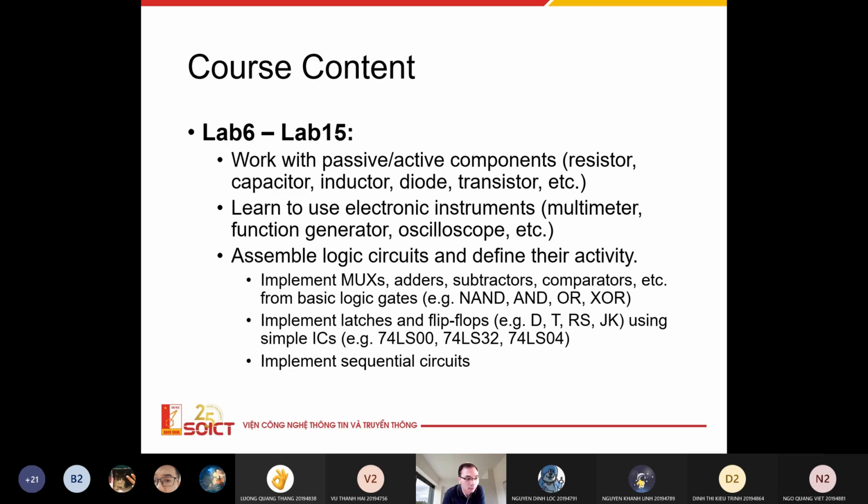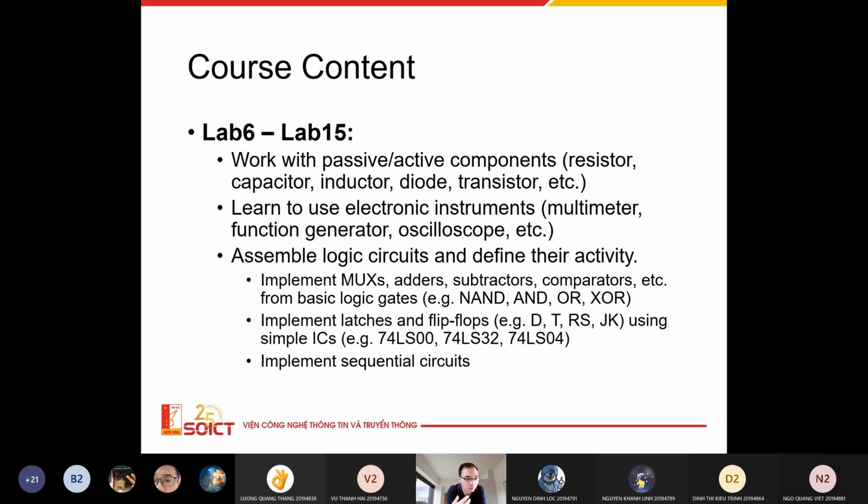And then from lab session number 6 to lab session number 15, you will have time to work with passive and active components such as resistor, capacitor, inductor, diode, and transistor. In addition to that, you will learn how to use some basic electronics instruments such as multimeter, function generator, oscilloscope, and more importantly, you will need to assemble logic circuits and define their activity.